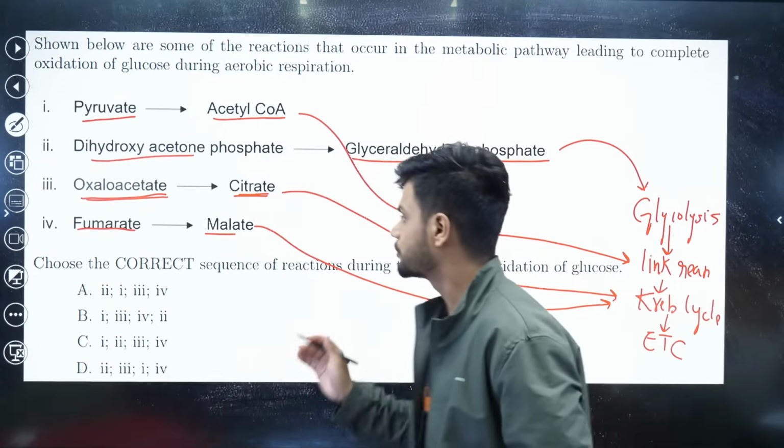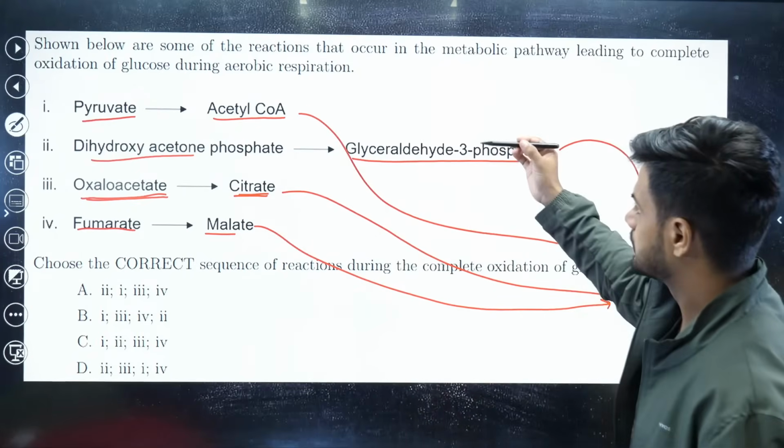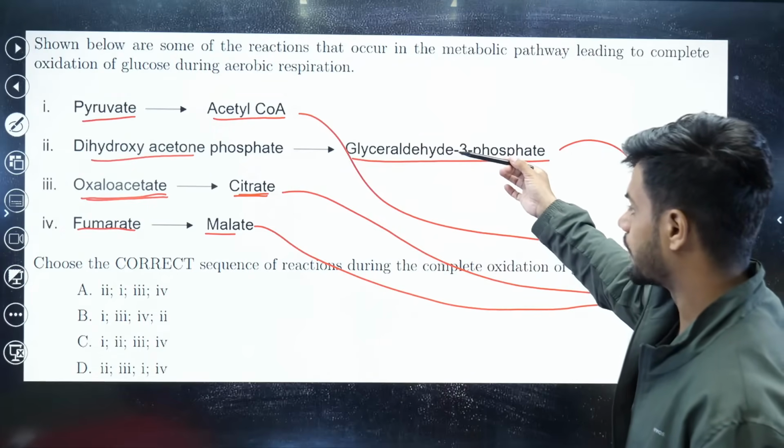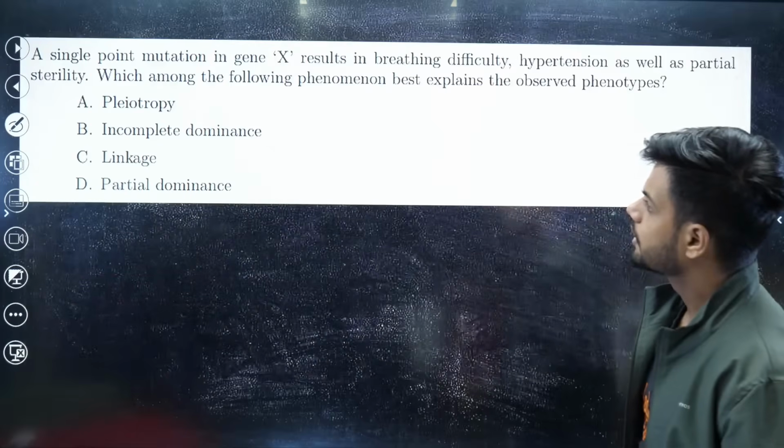So what is going to be the order? The order is going to be, which is the first one, 2 and 1, 2, 1. So option number A, right? Option number A. Next question.